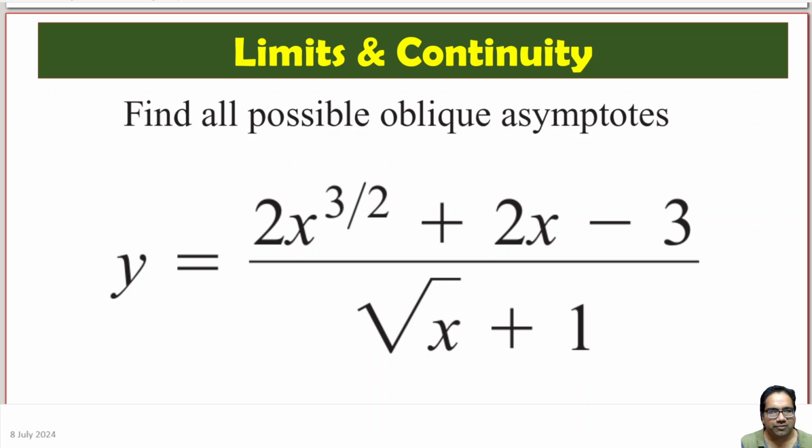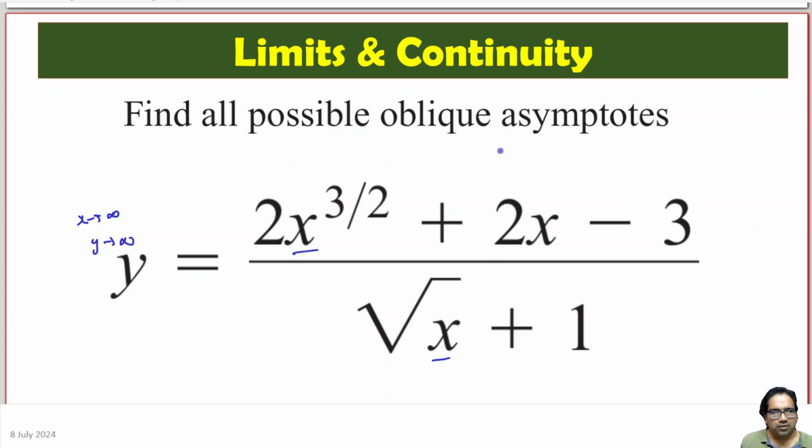Here is a nice problem. We have to find all possible oblique asymptotes of this function y equal to x^(3/2) plus 2x minus 3 by under root x plus 1. The highest power of the numerator is greater than the highest power of the denominator. Obviously, when x tends to infinity, this y also will tend to infinity. But the question is not that. The question is about oblique asymptote. Is there an oblique asymptote for this?